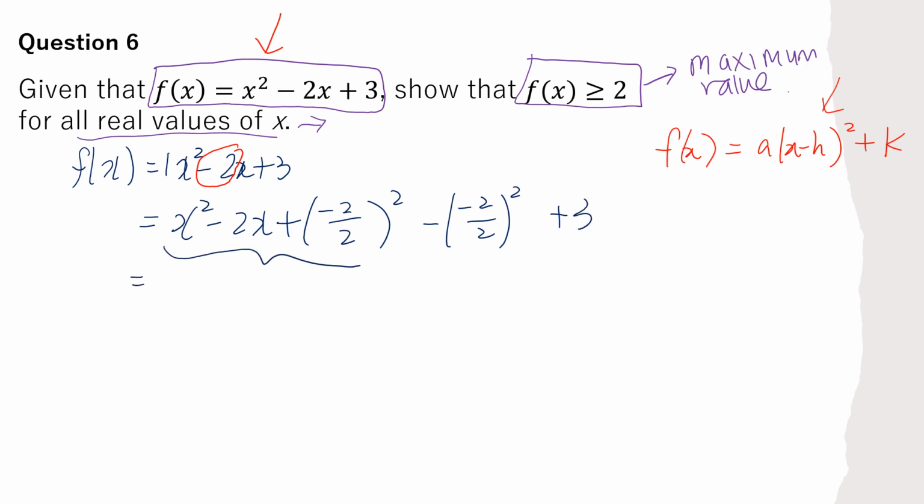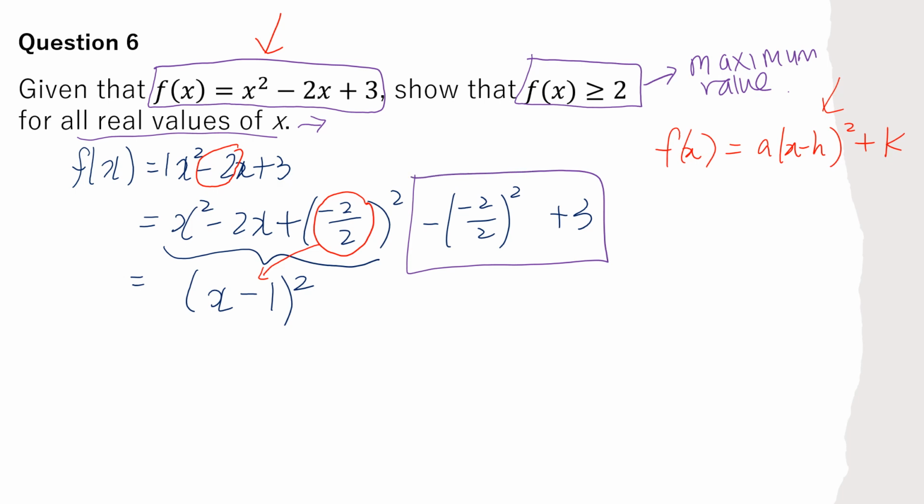So this part here will collapse into (x minus 1) squared. Right, where do you get minus 1? Minus 1 is from here. Negative 1 is from there. And this, you can just use your calculator to work it out. When you use a calculator, be careful. You have to press negative first, followed by bracket, negative 2 over 2, close bracket squared, then plus 3. Right, and that will give you positive 2.